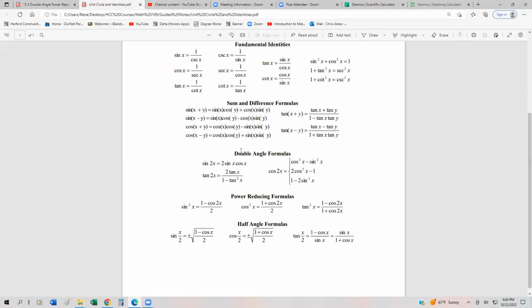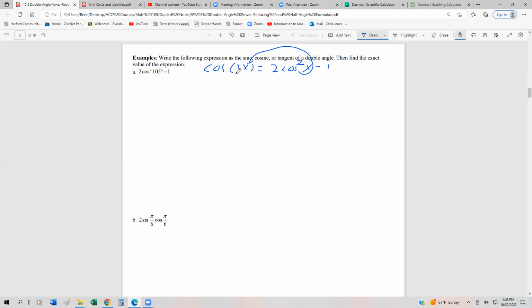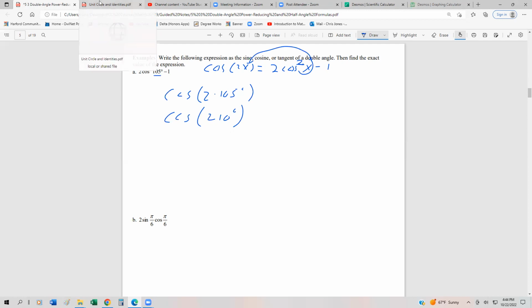And again, we just look at our formulas, and notice that we have cos 2x is equal to 2 cos squared x minus 1. And so we're just going to substitute 105 back in for x. So this is going to be the cosine of 2 times 105 degrees, which is the cosine of 210 degrees. And then we can go into our unit circle, or remember that it's a reference angle of 30 in quadrant 2. It's going to be equal to negative 1/2.